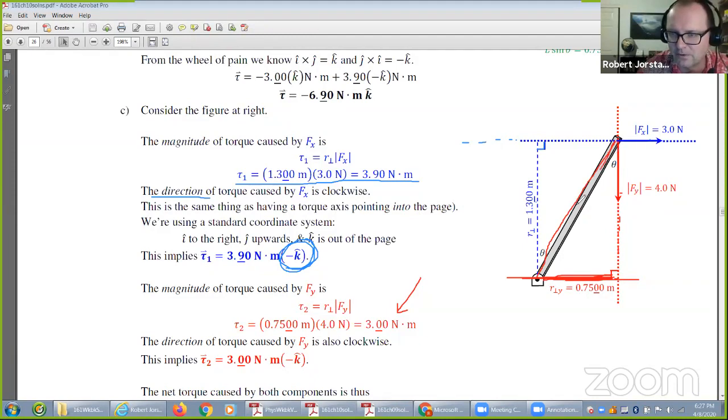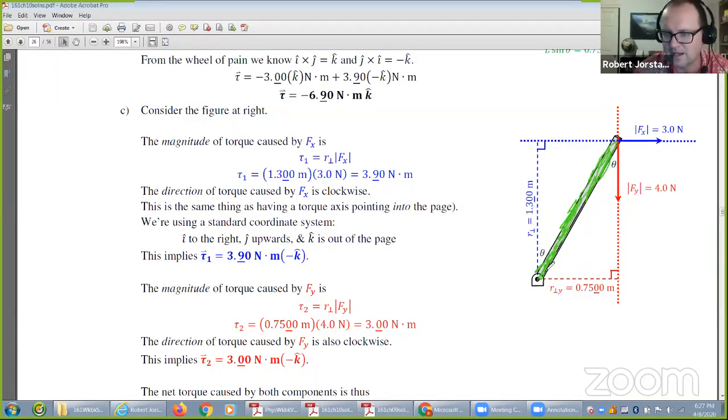So let me clear these. Let me do green just so it sticks out. You could take the original R vector, which was this, right? Line up your hands with the green line, then curl your fingers to the red arrow, and notice your thumb is still into the page because this green, I believe, was the R vector. So in this case, you can always use the original R vector to figure out the direction from the right hand rule.